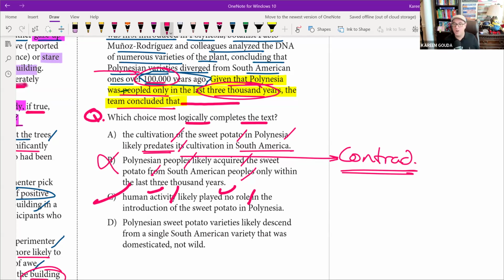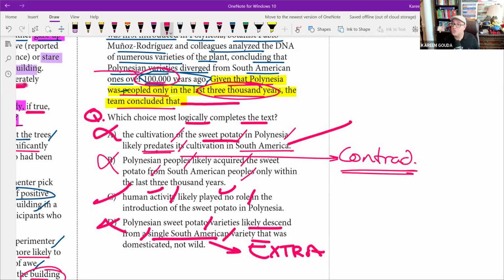C is great. D: Polynesian sweet potato varieties likely descend from a single South American variety that was domesticated, not wild. A single South American variety, likely, this is all extra information. We have no proof whatsoever about this. So D is 100% wrong. All right, A: the cultivation of sweet potato in Polynesia predates its cultivation in South America. We don't know when it started in South America. Nobody said anything about it. Extra information. So actually, we can answer this question so easily if you just focus on this little thing right here. Look, my friends.